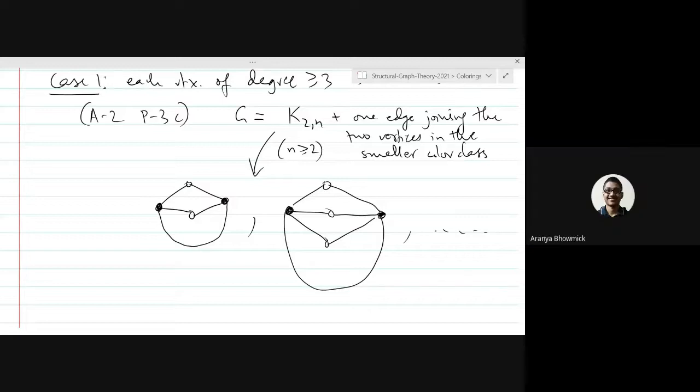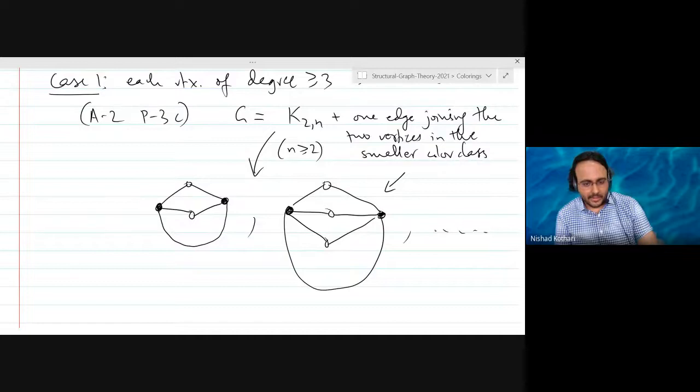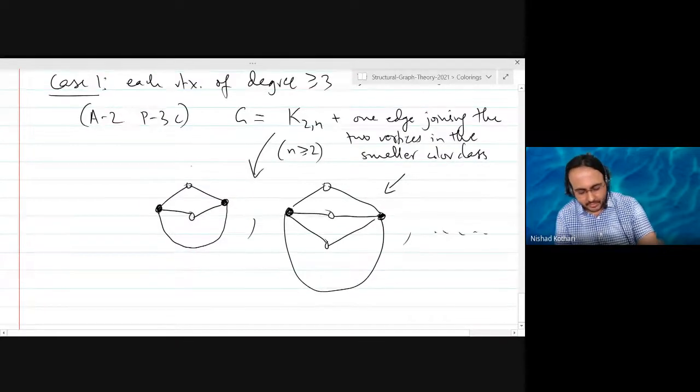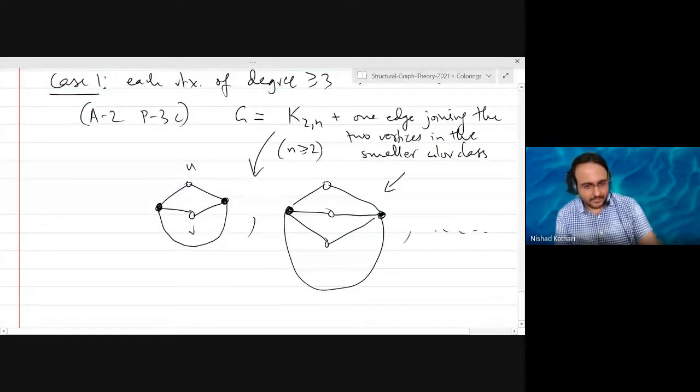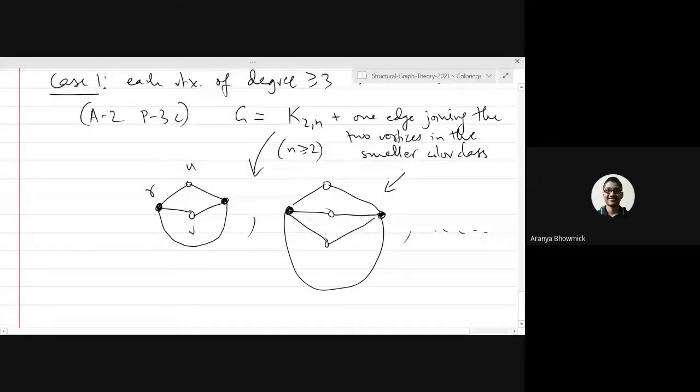A Brooks cherry means there will be three vertices R, U, V, and U and V will be non-adjacent. In the first case there's only one choice for U and V, right? These are the only two non-adjacent vertices. So this is your R. Okay, I saw the Brooks cherry.